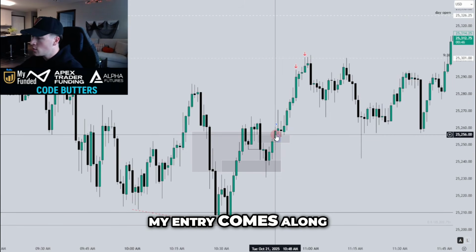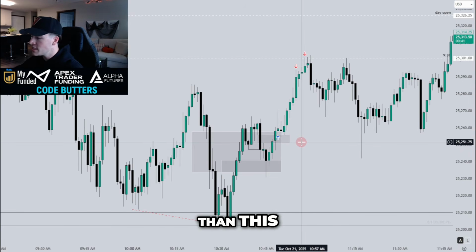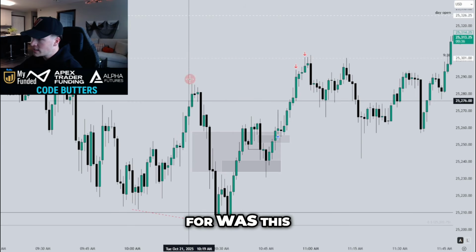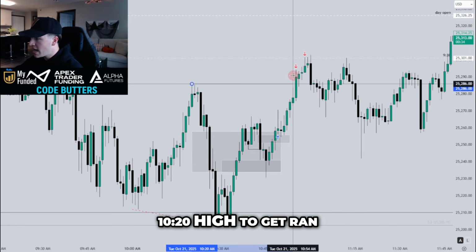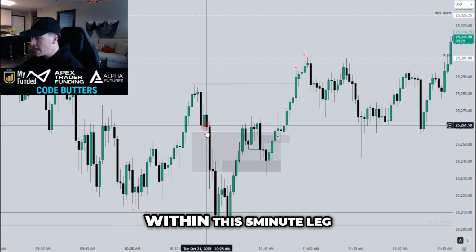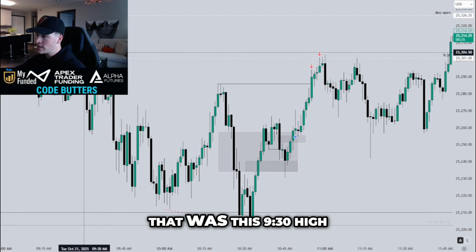My entry comes along with closure above this fair value gap. Yes, my entry did come a little bit higher than this, but I'm not concerned with that. My first profit target that I was looking for was this 1020 high to get ran. That is the most recent internal buy side that I'm looking at within this 5-minute leg. And then followed by that was this 930 high.